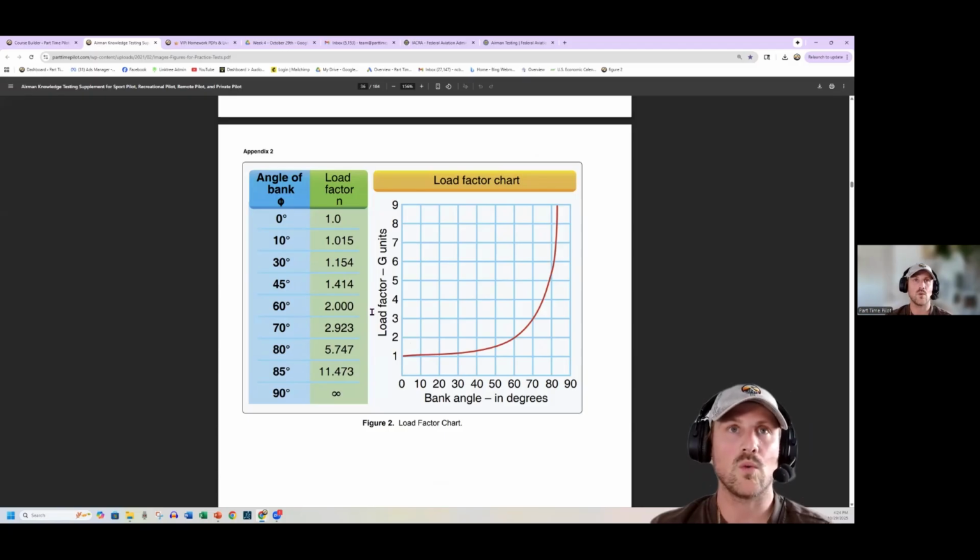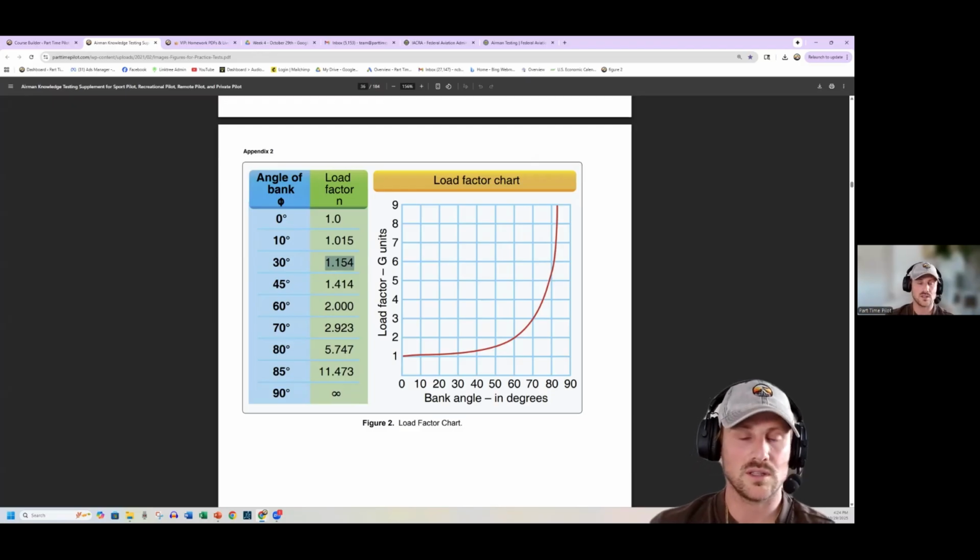So Tim, you said 1.154. That would be a 30-degree bank. So if we had a 30-degree bank, we would look here and they're like, okay, well, that's kind of hard to read. That's why this table's here, 30-degree bank. Oh, the exact one is 1.154. Oh, there's a question that asked for 30.